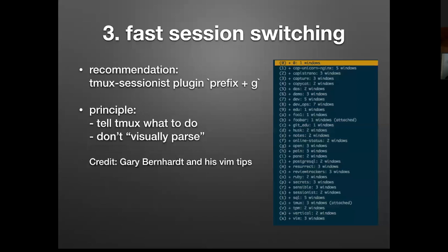What would be the recommended way for fast session switching? Well, and this is a shameless plug, I'd recommend using the tmux sessionist plugin with the prefix plus G key binding. It enables you to have this principle of telling tmux what to do instead of visually parsing a tmux session list and then choosing the session you want to go to. I have to credit Gary Bernhardt, the creator of Destroy All Software. This is the principle he was describing for Vim, but I got it from him, and it worked really well for tmux as well.